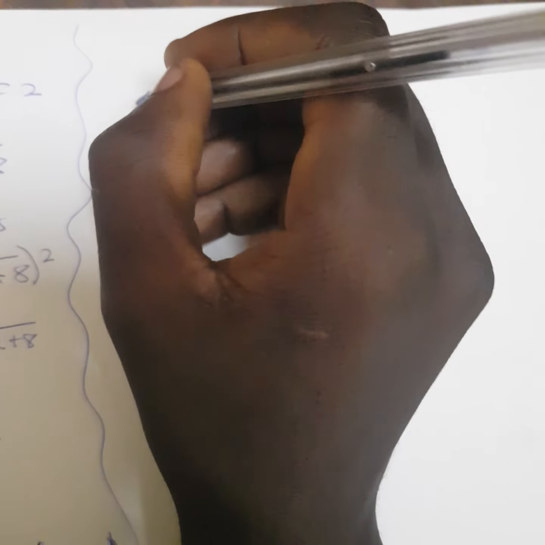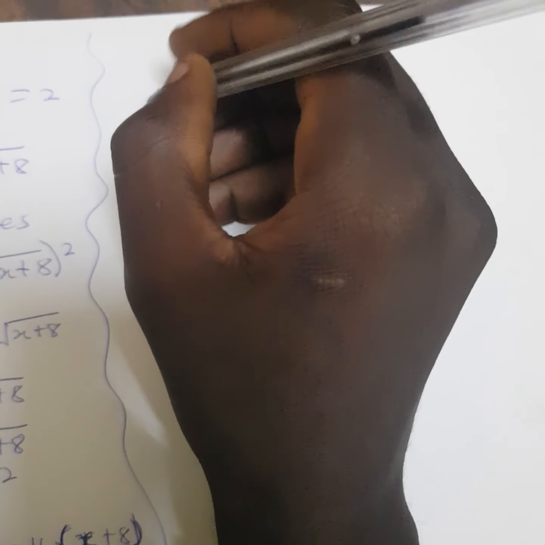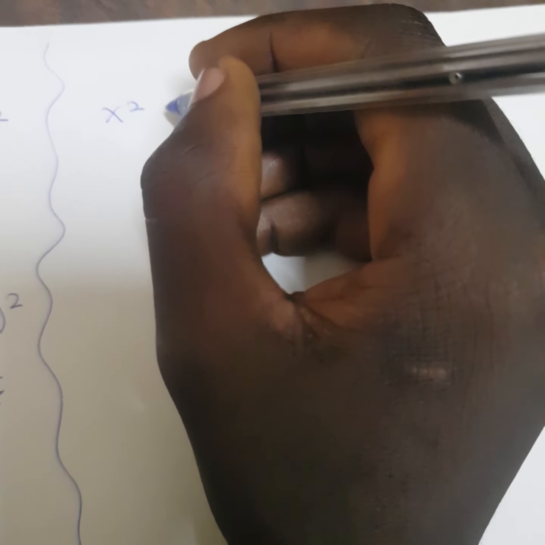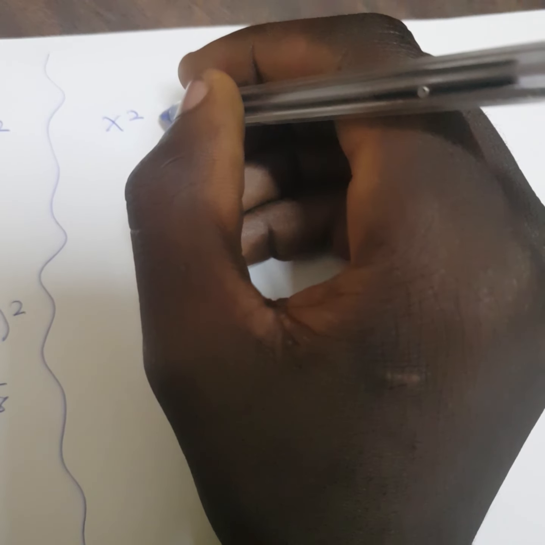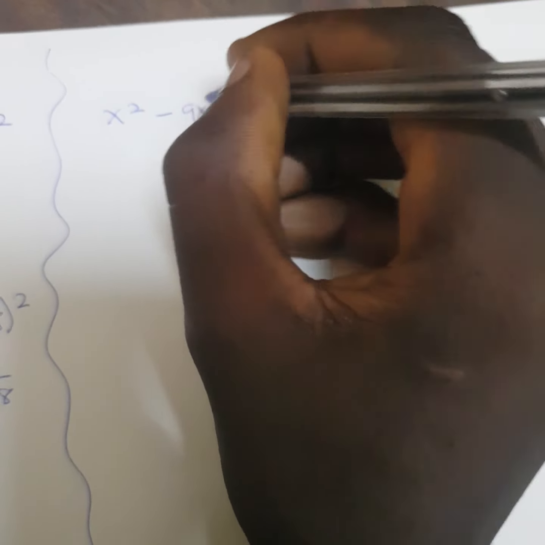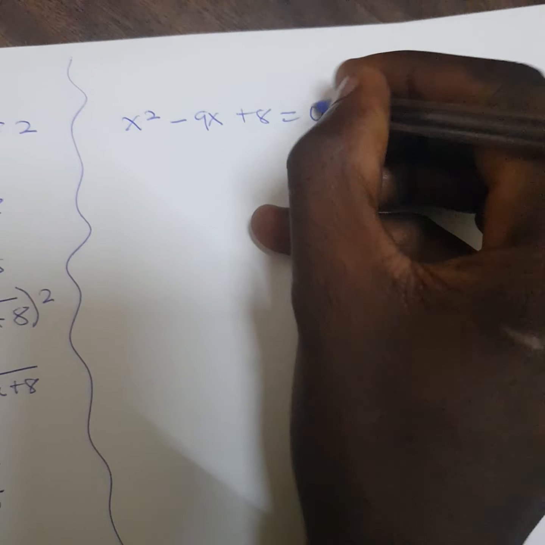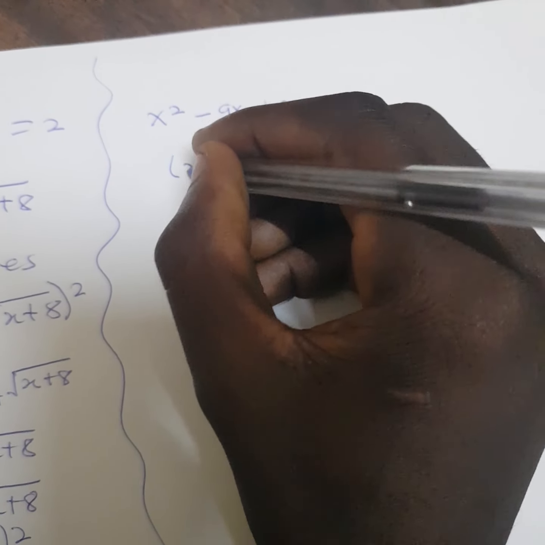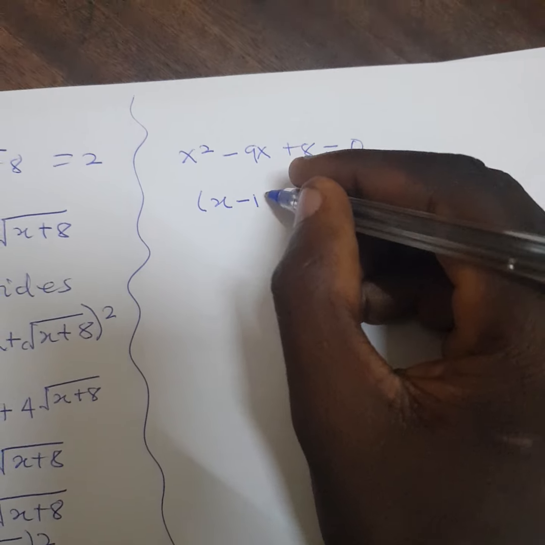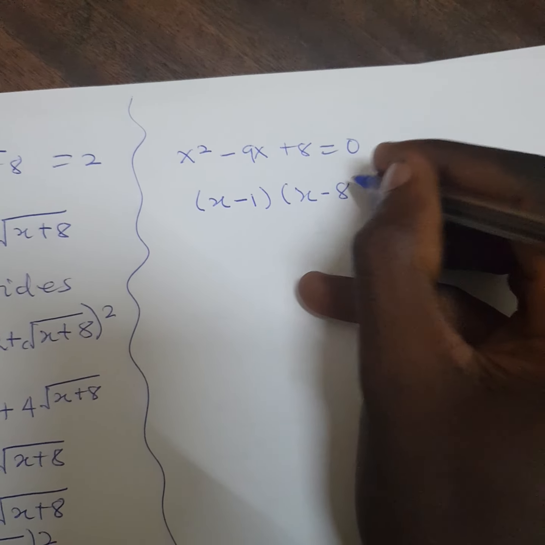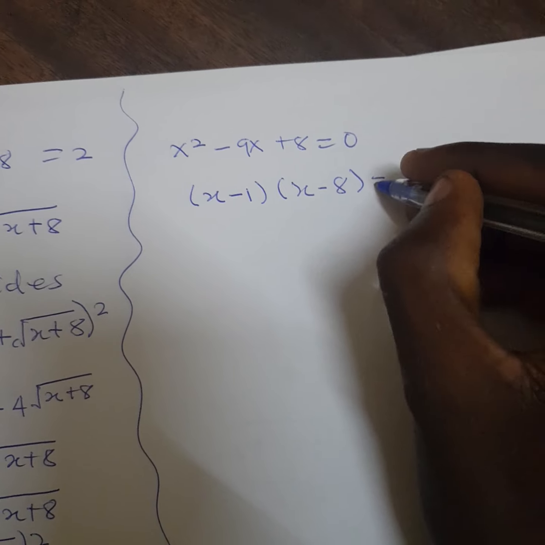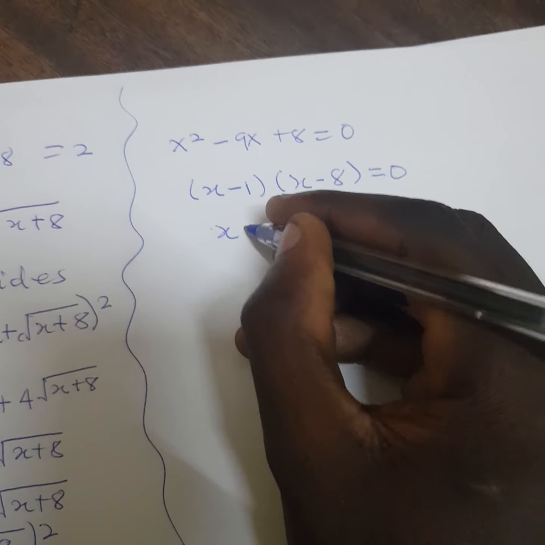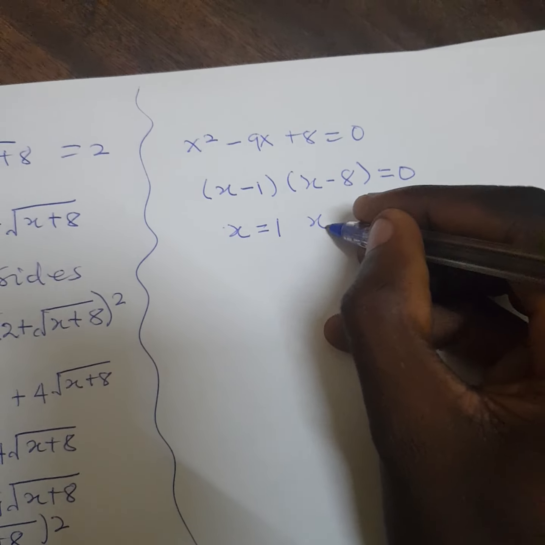And then you solve your quadratic: x squared minus 9x plus 8. We have done a lot of quadratics, I wouldn't waste much time solving it. You're going to get x minus 1, x minus 8 equal to 0. x is equal to 1, x is equal to 8.